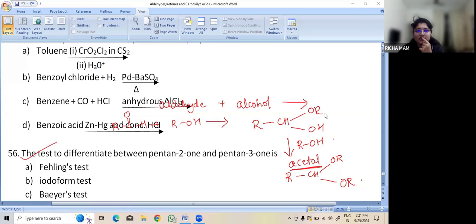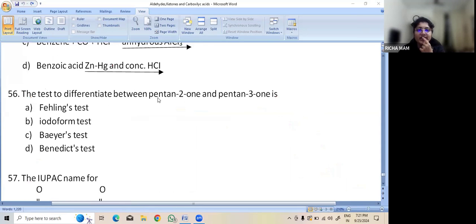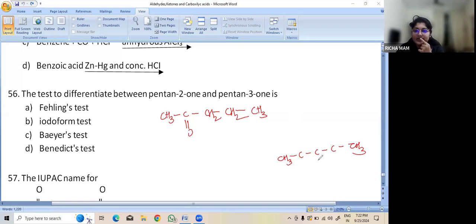The test to differentiate between pentan-2-one and pentan-3-one is. This is pentan-2-one, CH3C(=O)..., and this is pentan-3-one. Between these, which test can we use to distinguish? A, Fehling's test; B, iodoform test; C, Baeyer's test; and D, Benedict's test.